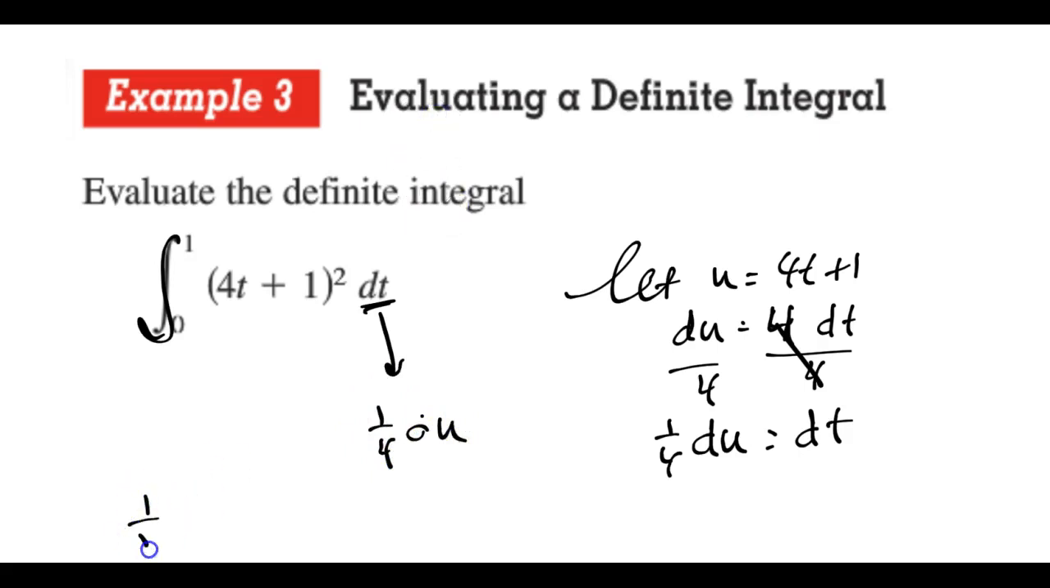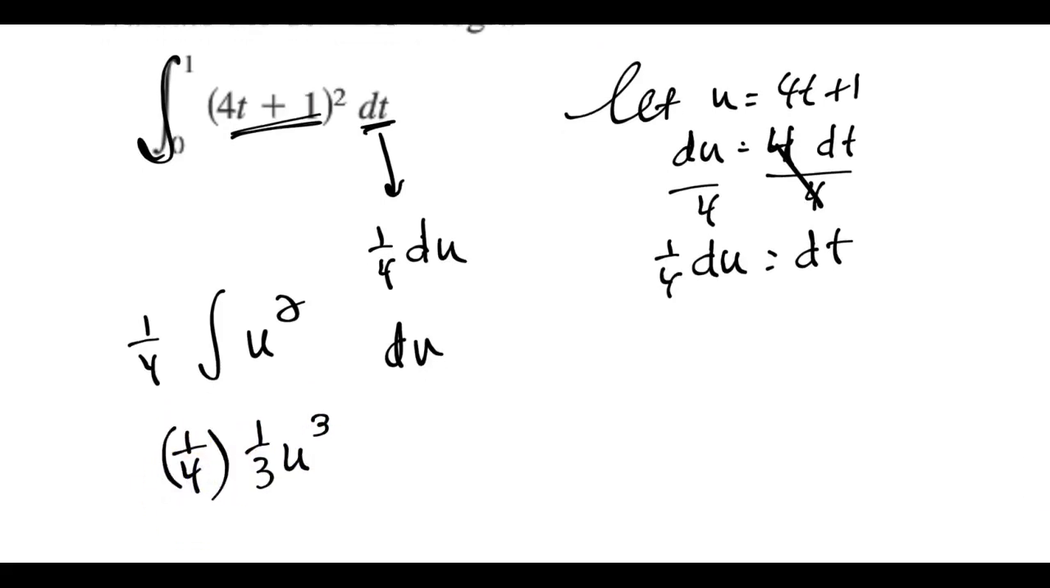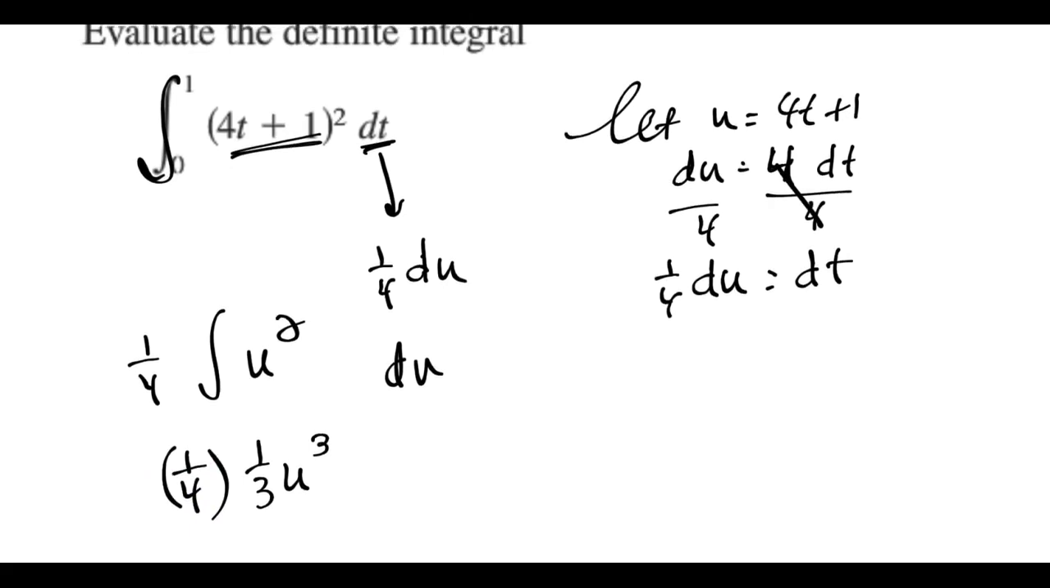So I've got 1/4 the integral of some du, and then this was my u squared. And so to integrate that, I get 1/3 u cubed, and that 1/4 is still hanging out there. And of course, then I'll just plug back in my u value, which is 4t plus 1. But let me show you something neat.